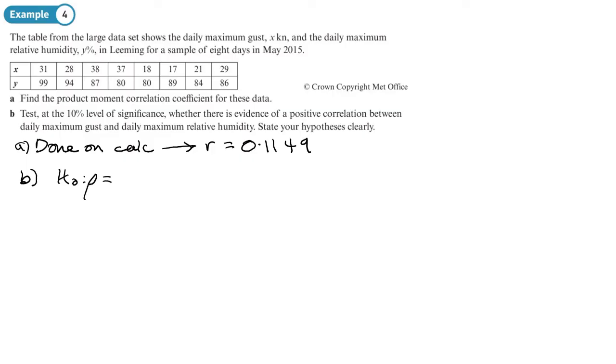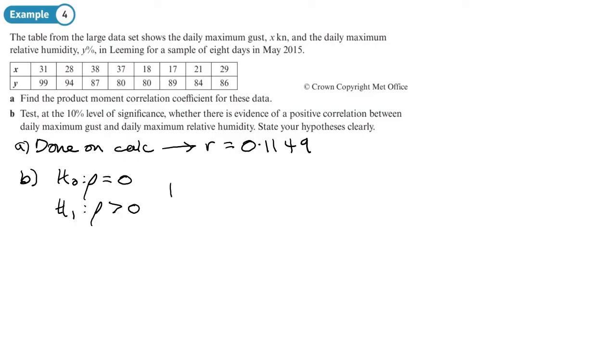Okay, so part A, this we do on calculator, so done on calculator, and I get a value of R. I've typed these incorrectly as 0.1149. Well, that's really close to 0. That's looking like no correlation. Okay, so what I'm going to do now is part B, and it says test at the 10% significance level whether there's evidence of a positive correlation. Right, so H0, there's no correlation. H1 is that there's a positive correlation.